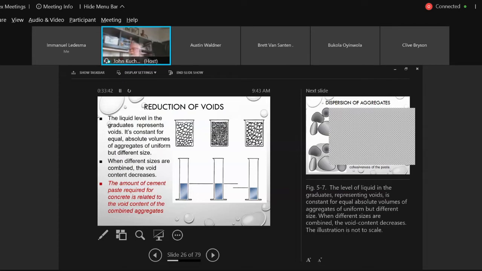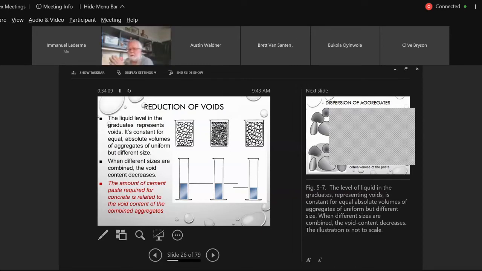Now, this is where the grading comes in. We all know that ball bearings, all the same size, will not compact very well. If you have a uniform grading, whether it's all coarse or all fine, you can only compact it so far. But if you have a well-graded material with a good distribution of aggregate from coarse all the way to fines, you'll fill those voids with the finer aggregates.